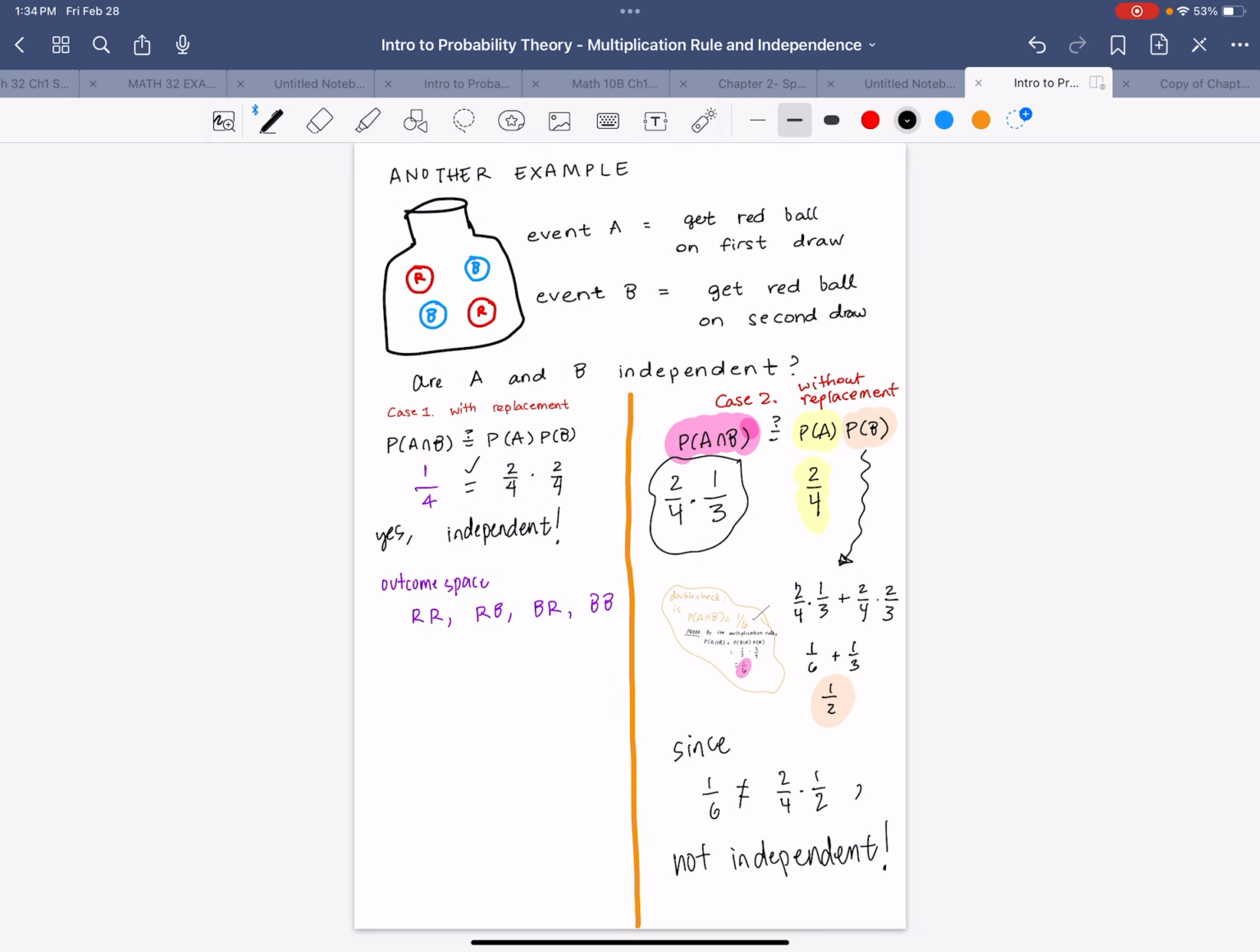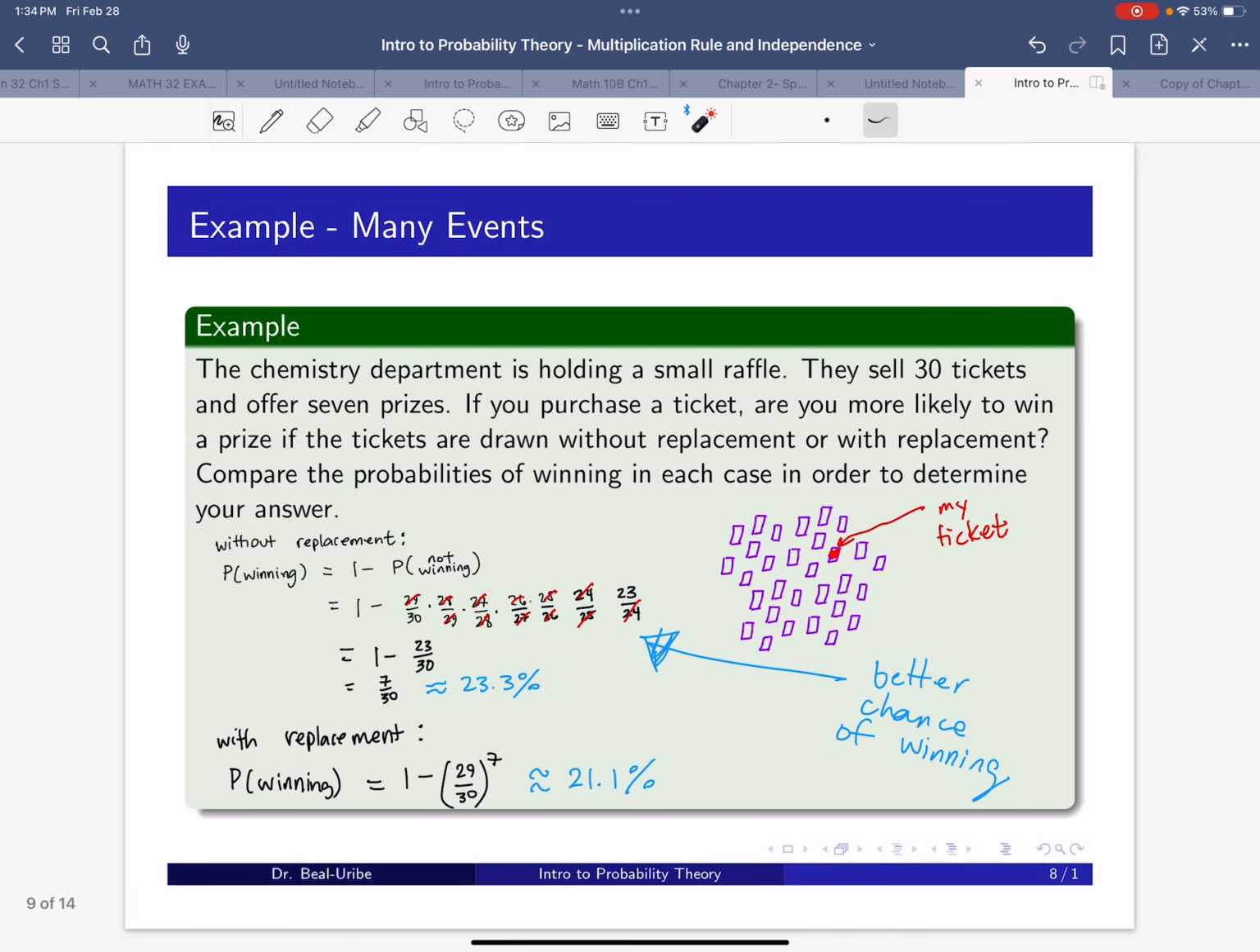Okay, and this matches kind of what we would expect, because if you are not replacing, then what happens on the first draw is going to influence or impact what happens on the second draw. So it makes sense. Okay. And then after that, we looked at an example where we had many events, and we're talking about events being independent. We're picking tickets, right? Pulling tickets out.